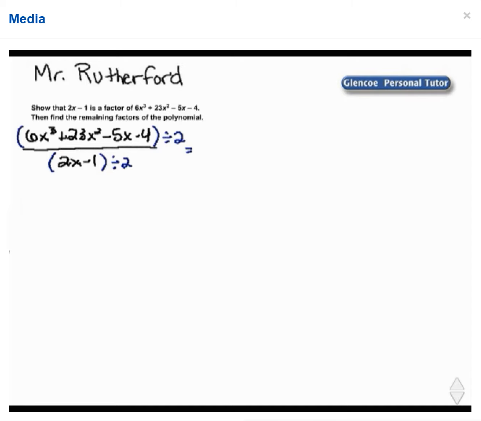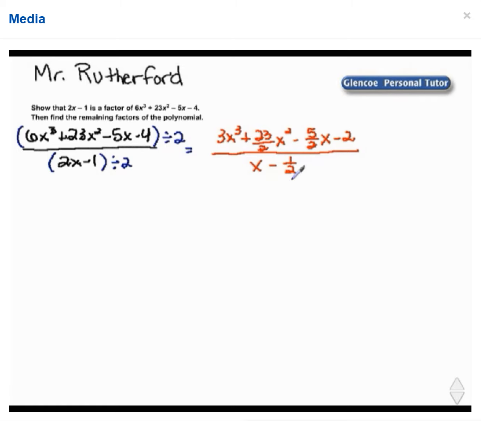The result will be, when dividing the numerator by 2, 6x cubed divided by 2 will give us 3x cubed. And we'll do this with each term, so we'll have 23 over 2 x squared. Then we have minus 5 over 2 x, then minus 2. And this is all over 2x divided by 2, which will be x, and then minus 1 half.